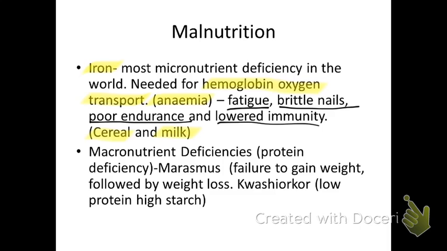Alright, now we're going to look at some macronutrient deficiencies. Those were all micro, now macro deficiencies. One of the most common macro deficiencies is, believe it or not, protein deficiency. And this is called marasmus. This is basically failure to gain weight, followed by a large amount of weight loss. Kwashiorkor is basically low protein and too much starch. So you have a high starch diet, but a low protein diet.